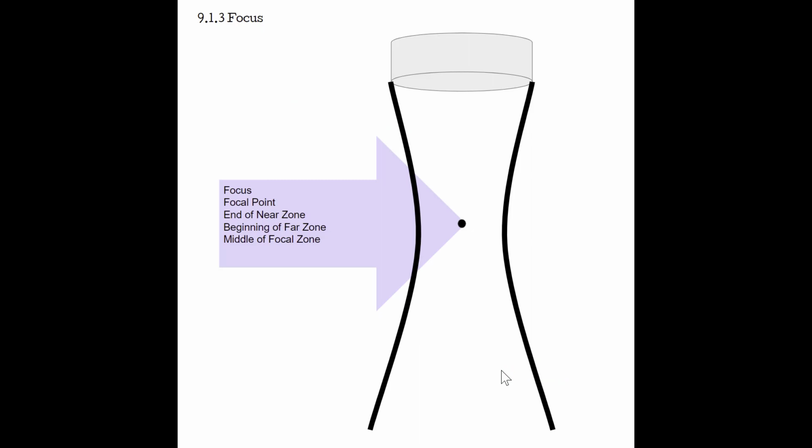Moving forward then, we have the focus. The focus has a bunch of names as well. We can call it the focus or the focal point. It is also known as the end of the near zone. Remember, transducer to focus was the near zone. It's the beginning of the far zone, and we'll also see that it's the middle of the focal zone. So not only can the focus be described as the thinnest part of the beam, but we can describe it as the end of the near zone, beginning of the far zone, or the very middle of the focal zone.